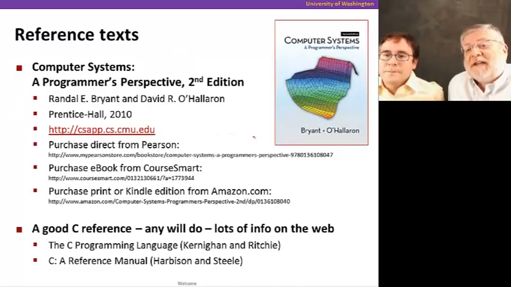Okay, so about those reference texts, and again, these are purely recommended. They're not required by any means, but you might find them helpful. The first is the Computer Systems text by Bryant and O'Halloran. This is a great book that the second edition came out just a few years ago, and you can get it from lots of different places. The book also has an extensive website at CMU. And we also would like you to have a reference for the C programming language, which we'll be using in this class. Now, there's lots of options here. We have a few recommendations here on this slide, but really anything will do, and there's lots of info even available on the web if you don't want to bother purchasing a text.